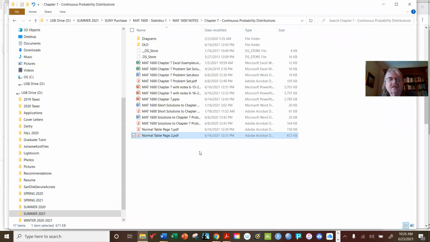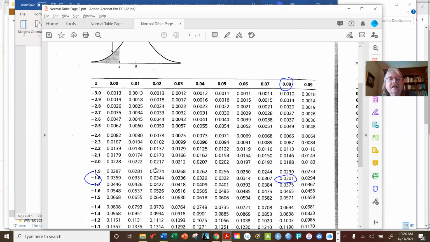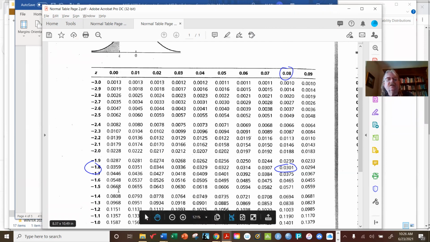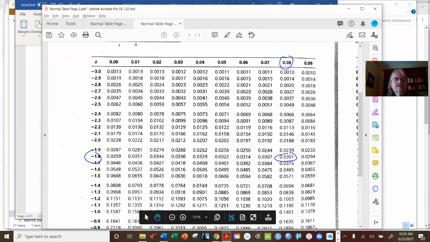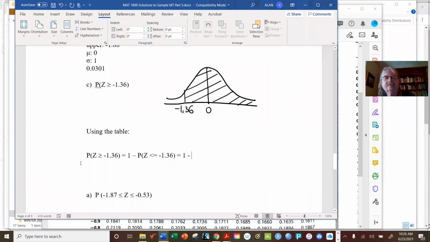Yes, so let's do the calculator now. Oh, no, before we still need the negative 1.36, which is negative 1.3, 0.06, 0.0869. Now, of course, don't forget, that's not your answer. You have to subtract that from 1.